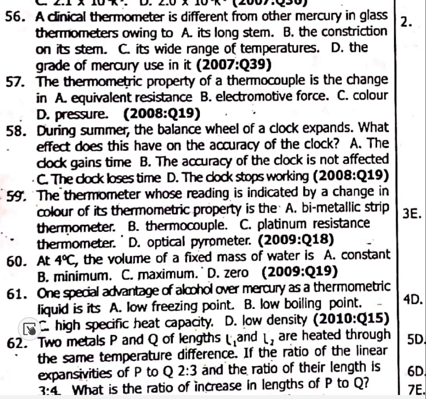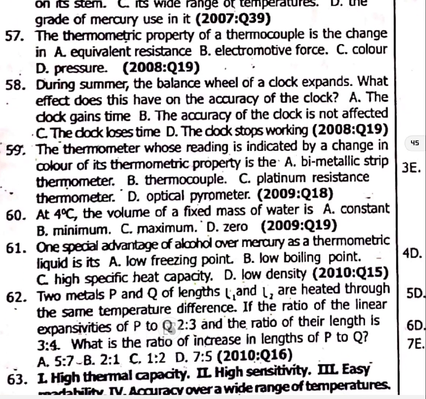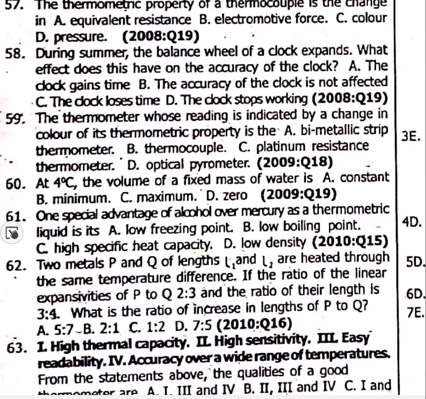Is option A. 61. One special advantage of alcohol over mercury as a thermometric liquid is that alcohol has a low freezing point. Alcohol doesn't freeze quickly. Alcohol has a melting point of minus 115 degrees, hence it can be used to measure very, very low temperatures, while mercury has a melting point of minus 39 degrees Celsius. So 61 is option A.